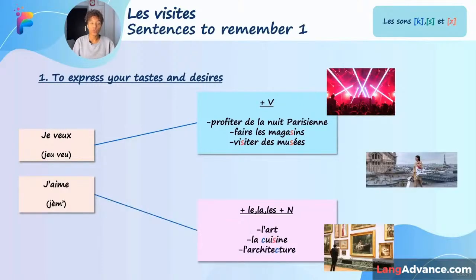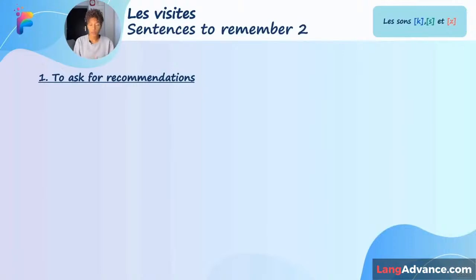We can also use j'aime. J'aime is I like, and after j'aime you have to add le, la, les, and a noun. For example, j'aime l'art. J'aime la cuisine. J'aime l'architecture.